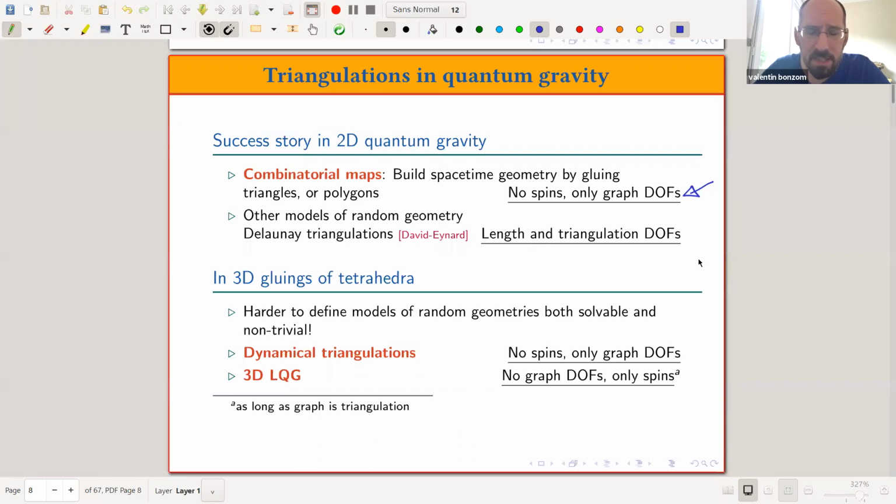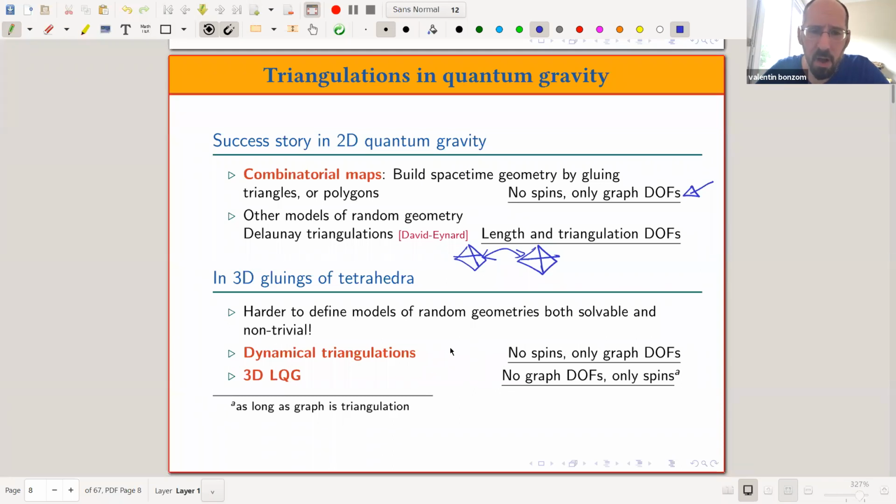Now, in higher dimensions, let's say in 3D, what is a triangulation? It's basically a gluing of tetrahedra. So you take tetrahedra and you glue them. I will have many pictures later. However, it's very hard to define models of random geometries in 3D, which are both solvable and non-trivial. Like I will give you some models of rings of tetrahedra, which are non-trivial to solve, but still possible. But if you think about it, there is some kind of triviality in them eventually. So yeah, it's difficult to have something that's both solvable and non-trivial.